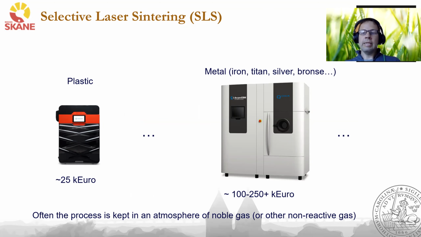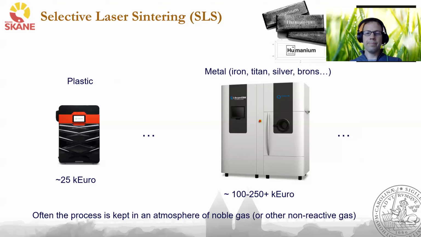So the SLS technique works with both plastic powder and metal powder. The metals can be iron, titanium, bronze, or sometimes other materials. Sometimes the laser is replaced by an electron beam instead. And often this entire process is kept in an atmosphere of noble gases or other non-reactive gases. Nowadays, it's possible to print in the metal humanium, which consists of old weapons ground to fine powder. Printing in this material requires a certificate on which the purpose of the print is stated.